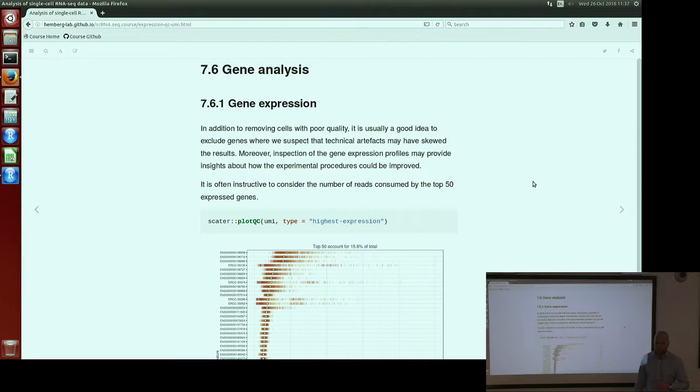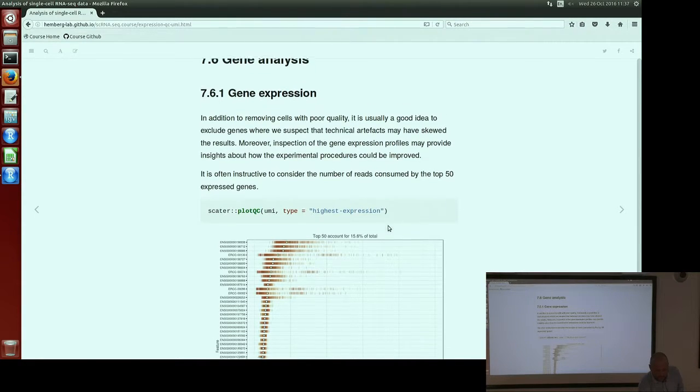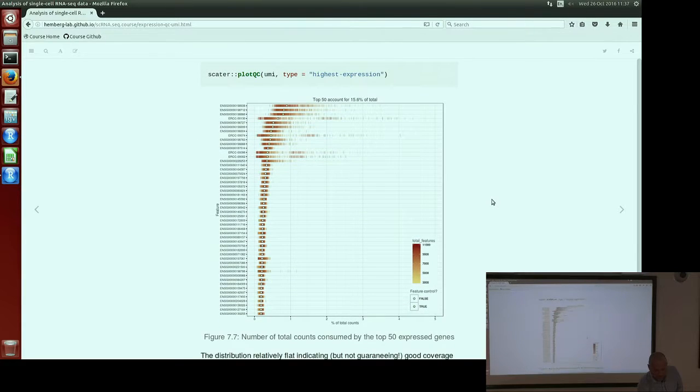So once we've done the cell filtering, now we can do the gene filtering as well, because some of the genes are completely non-informative. They might contain a lot of zeros. For this, we will first use the plotQC function, which plots the top 50 genes with the highest expression in your data set, just to have a rough idea of how these genes look.